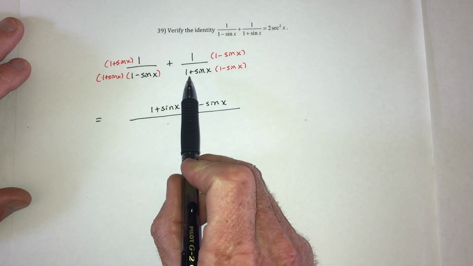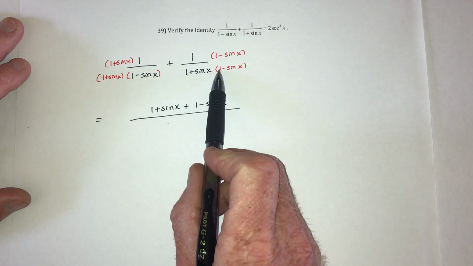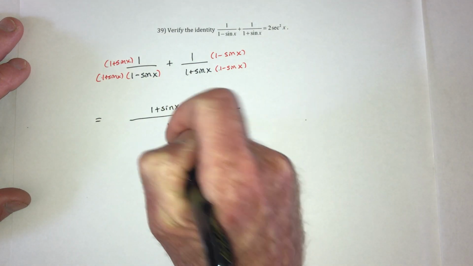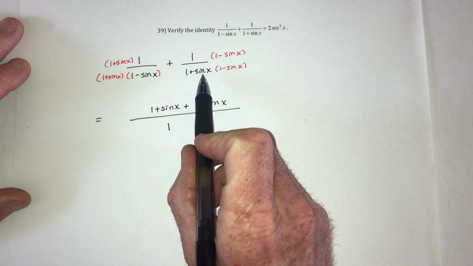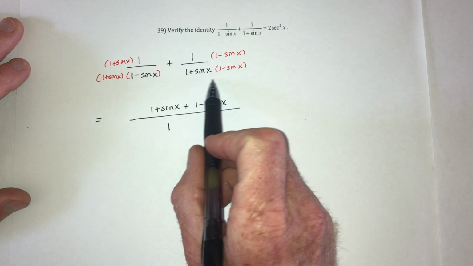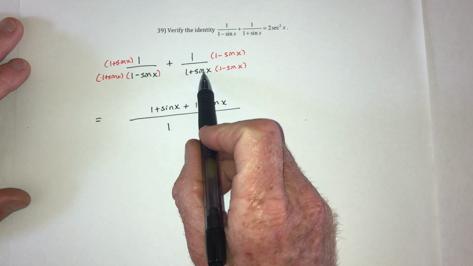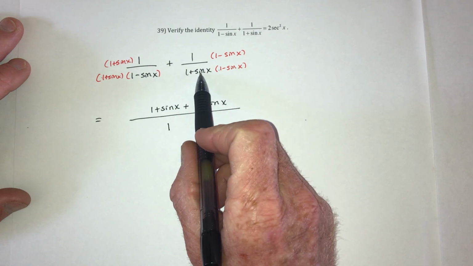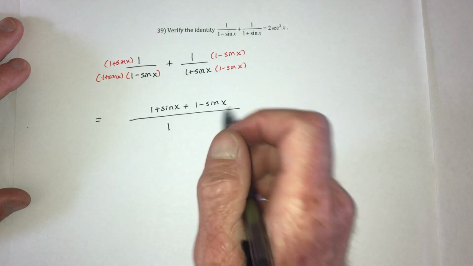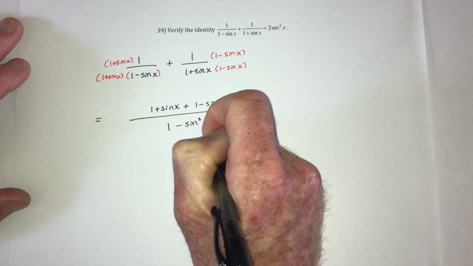And on the bottom, the common denominator means multiply these together. So there would be 1 times 1, that's 1. And then the middle terms are going to cancel. This would be positive sine x, and this would be negative sine x. They're going to cancel. Then we need the last one times the last one. So positive sine x times negative sine x is negative sine squared.